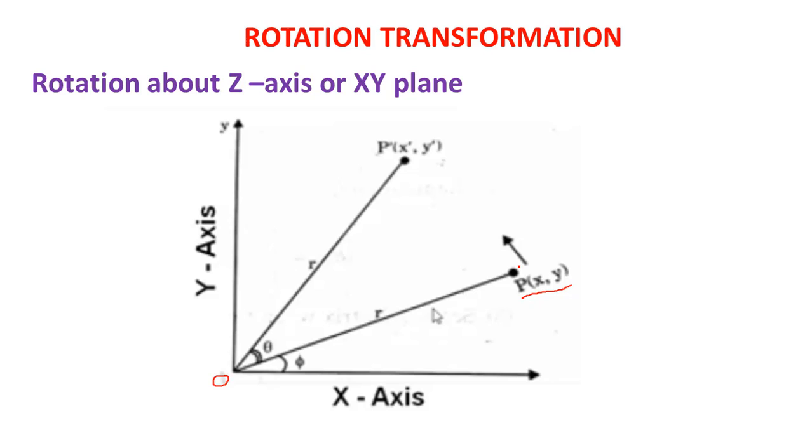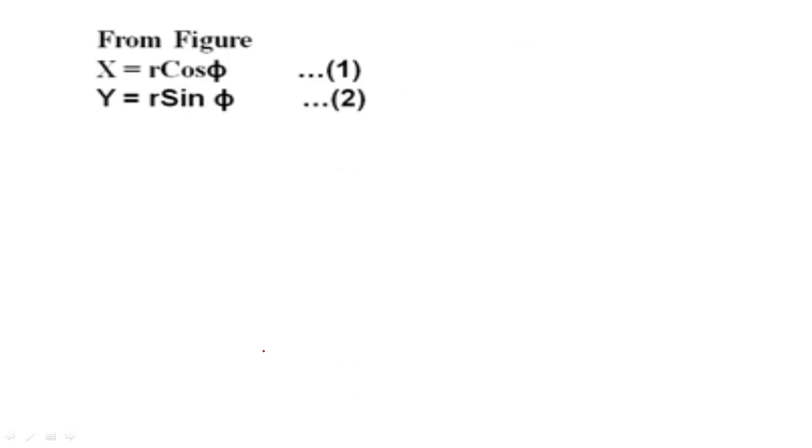This point P is rotated in the anti-clockwise direction. In this direction the point P is rotated, and it takes a new position P dash. Its coordinates are x dash and y dash. The same distance r is there, and this is the rotation angle theta. Now from this diagram we will write x is equal to r cos phi, y is equal to r sin phi. We have given these equation 1 and equation 2.